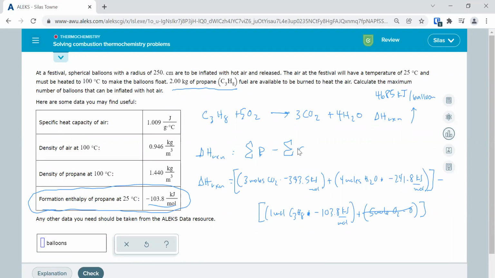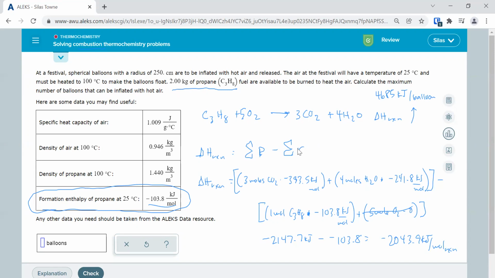So I get 3 times negative 393.5 plus 4 times negative 241.8. And I get negative 2,147.7. And then it's minus a negative 103.8. So I get negative 2,043.9 kilojoules per mole of reaction. Now, how many moles do we have?